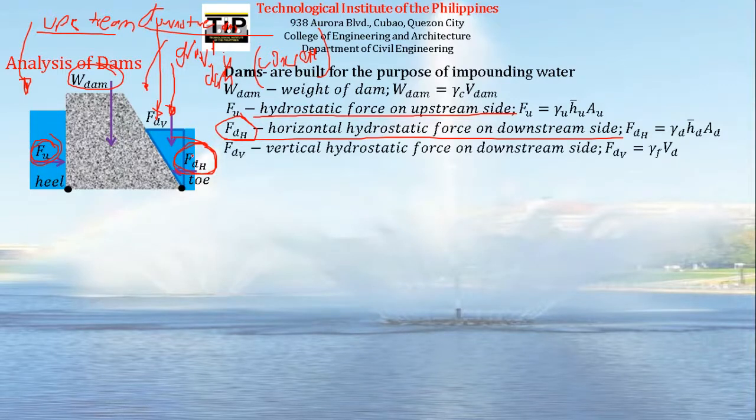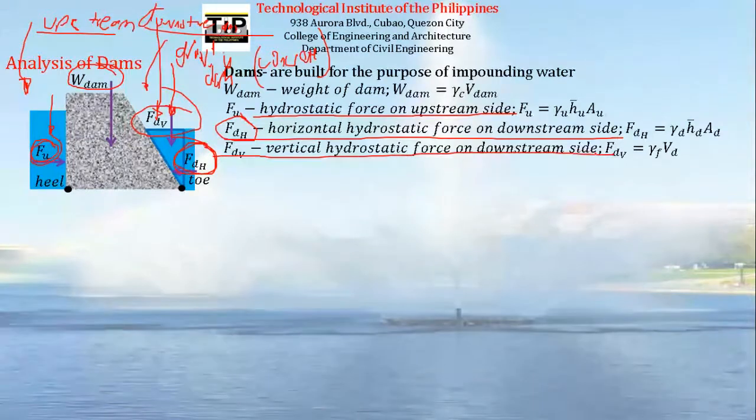Now, on the downstream side, we notice that it's triangular in shape. So, not only does it have horizontal hydrostatic force, it also has vertical. On this side, we do not have because there is no concrete that's acted upon by the water vertically. Whereas on this side, we have one. So, this is F sub dV, vertical hydrostatic force on the downstream side.